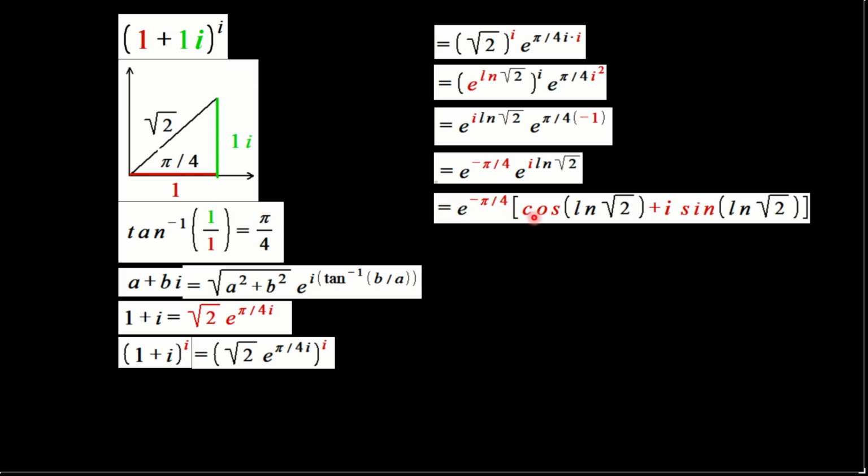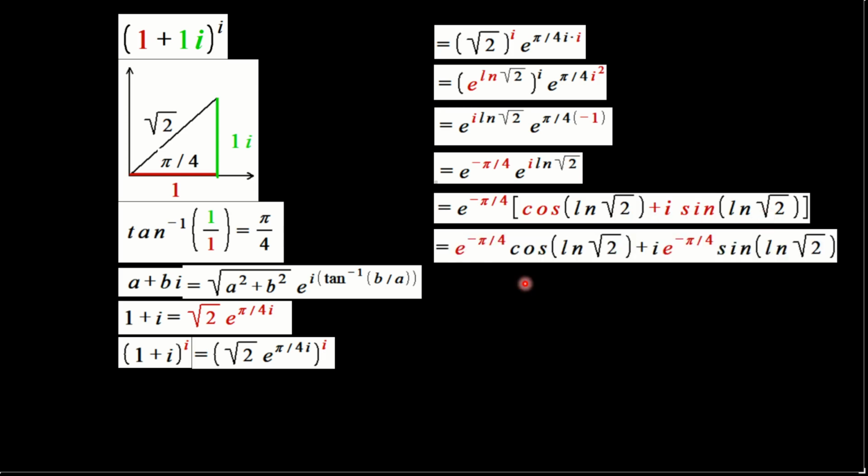But then you write cosine of the ln of root 2 plus i times sine of the ln of root 2. Last thing you can do is distribute, so it becomes e to the negative pi over 4 times cosine of the ln of the root of 2 plus i times e to the negative pi over 4 times the sine of the ln of the root of 2.